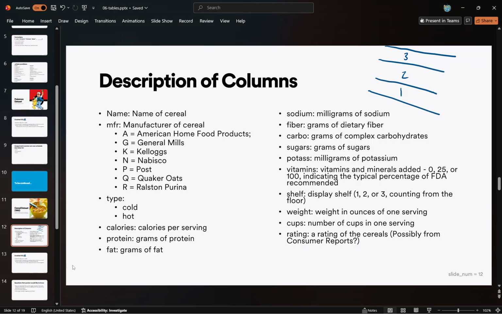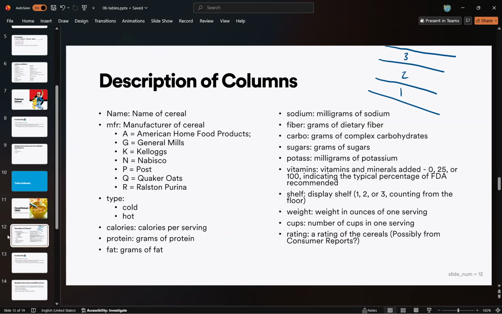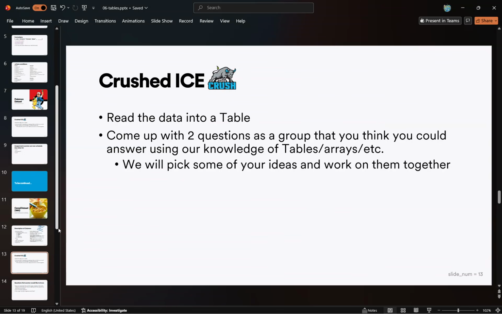And what I'd like you to do is please follow my lead and read this into a table if you haven't already. I called mine cereal. Call yours whatever you want. And my question for you, friends, is to come up, just like last time, we're going to play this game a lot, with 2 good questions as a group. Everybody sit next to each other.